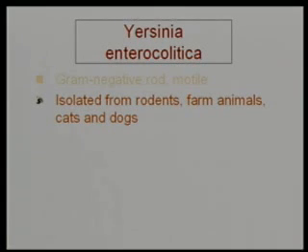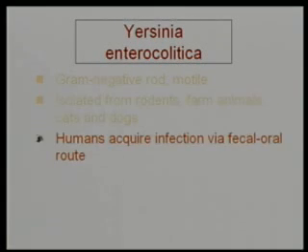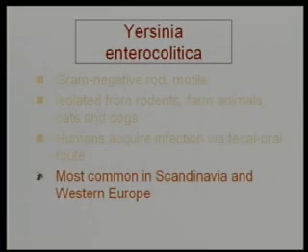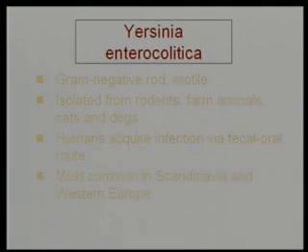It is isolated from rodents, farm animals, cats and dogs. Humans acquire infection via the orofecal route, just like pseudotuberculosis. It is most common in Scandinavia and Western Europe. In some parts of Canada and the northern parts, there have been some cases.